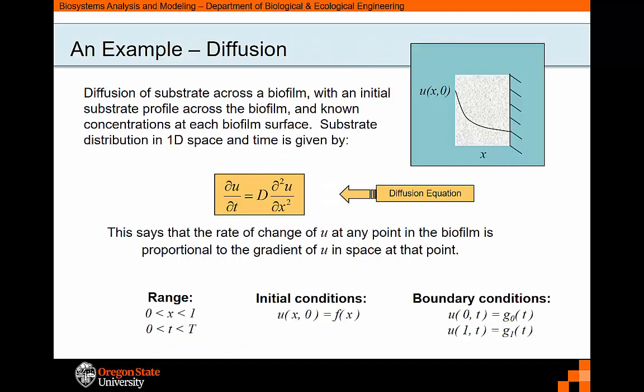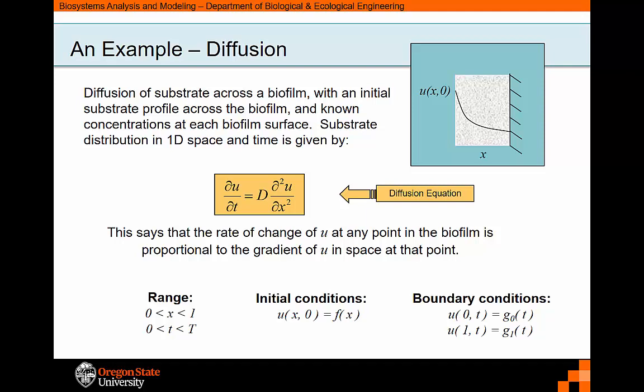Let's do a simple example where we solve the 1D diffusion equation with a full grid method. Recall that for a purely diffusive process, we can represent our concentration of a material U mathematically as du dt is equal to D, a diffusivity constant, times the second derivative of u with respect to x, our space variable, which states that the rate of change of u at any point in the biofilm is proportional to the gradient of u in space at that point.